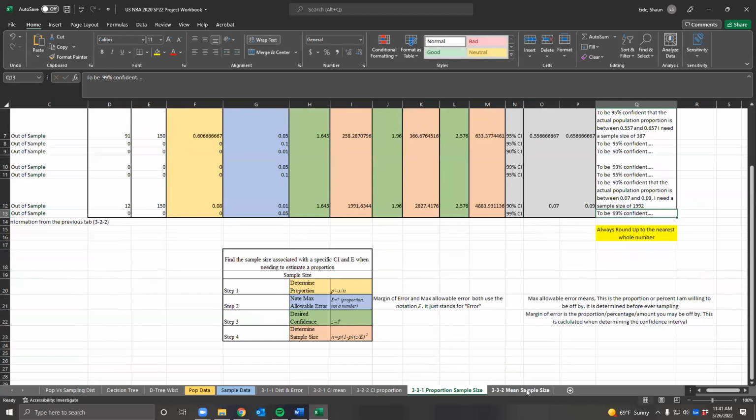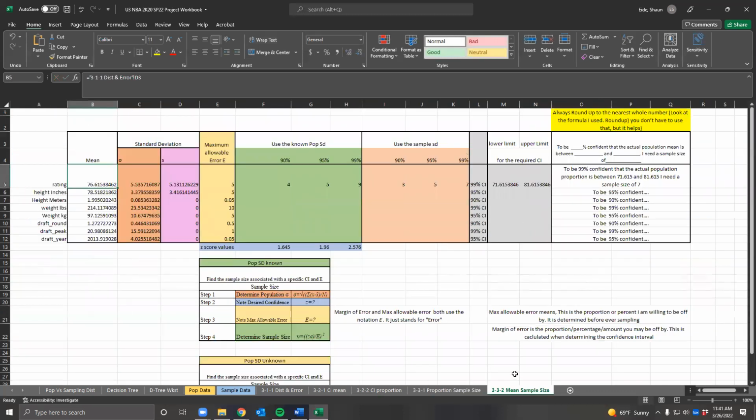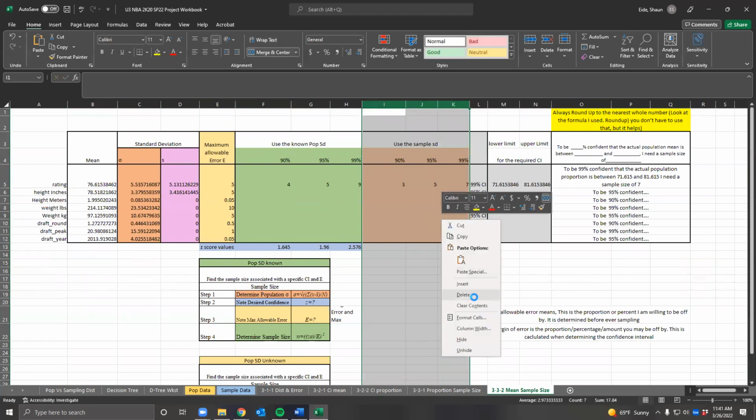Okay, next. Last but not least, calculating the mean sample size, or sample size around a mean. We're going to use, you don't have to do anything with the sample standard deviation. I don't even know why I have this in here. I need to get rid of that for the future, but delete.